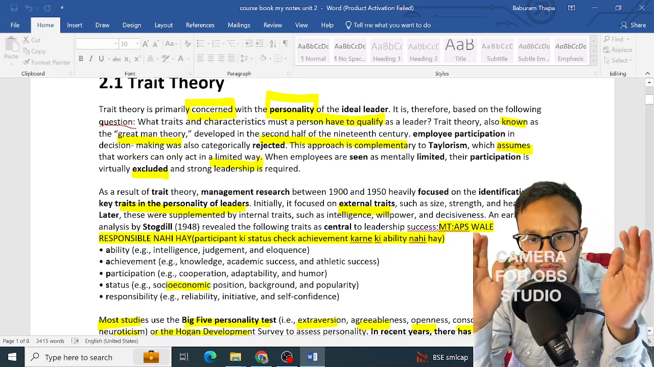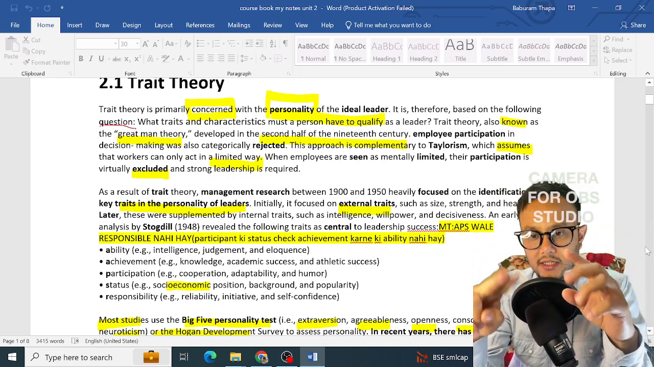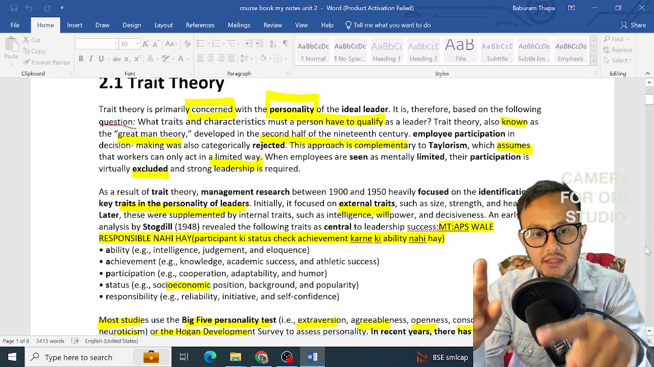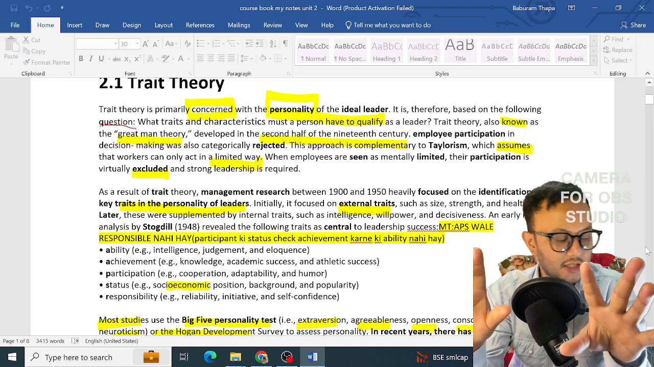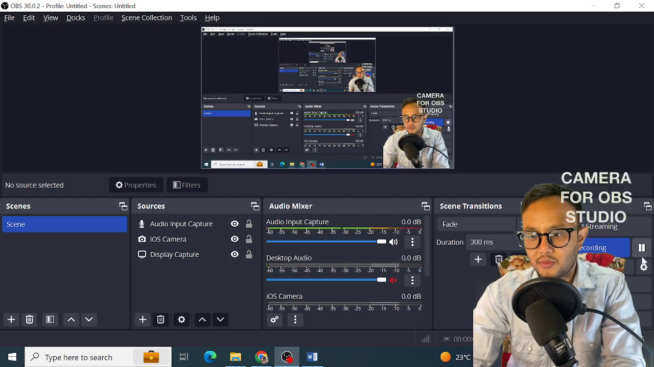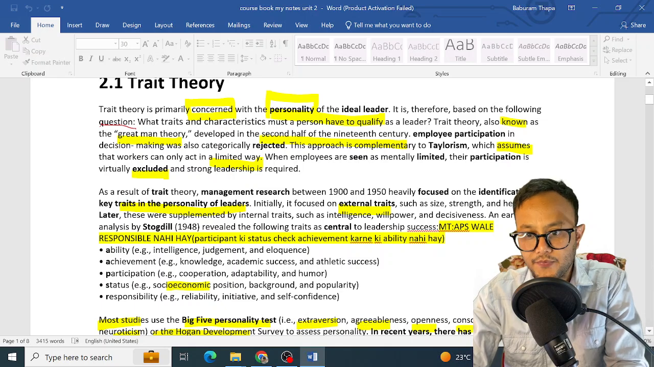developed in the second half of the 19th century. Employees' participation in decision making was also categorically rejected. This approach is contemporary. So let's wait. So where we were? Okay.